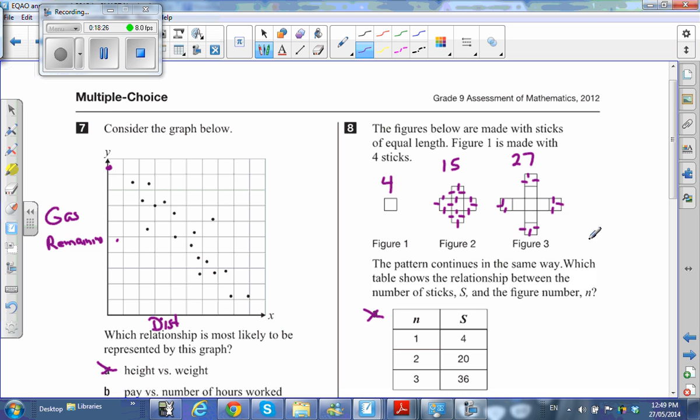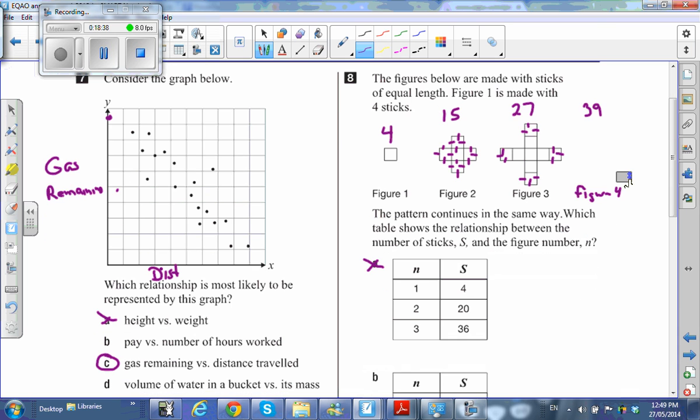So if we had figure 4, you're welcome to draw it, but we would see that it goes up again by, should go up by another 12 again. So that would bring me up to 39. So we could actually make our own table.